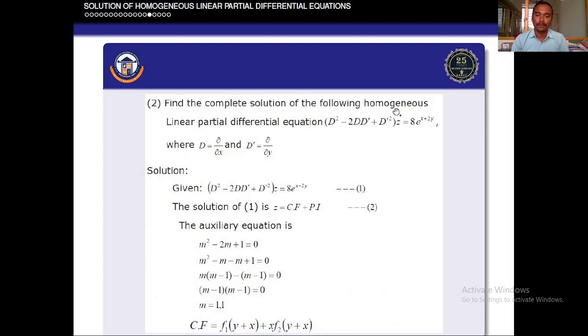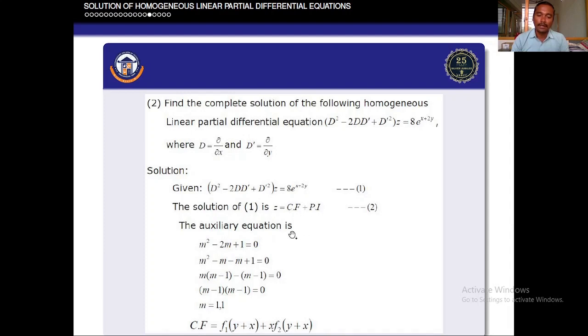Find the complete solution of the following homogeneous linear PDE, D square minus 2D D dash plus D dash square into z equal to 8 into e power x plus 2y. Here also the exponential function is given. The complete solution for the given equation is z equal to complementary function plus particular integral. First, find out the complementary function.